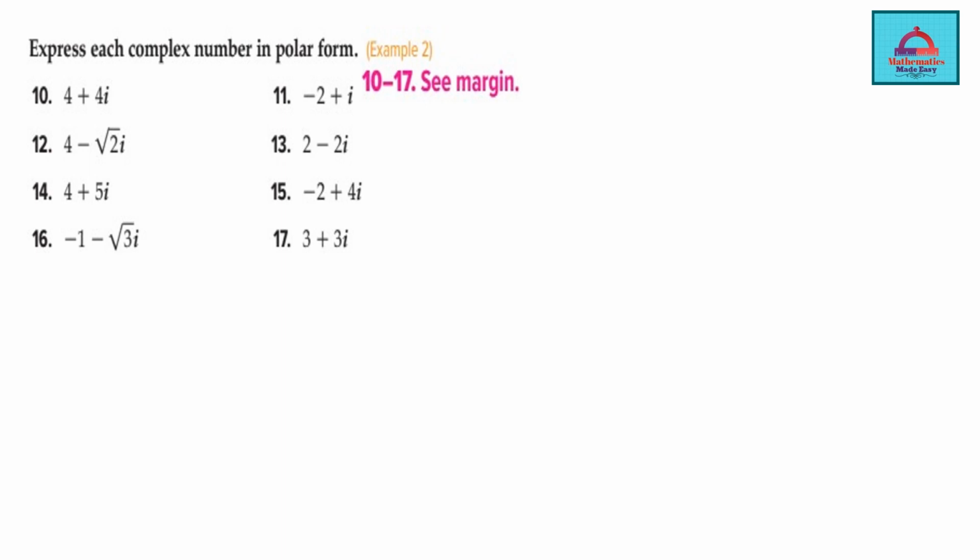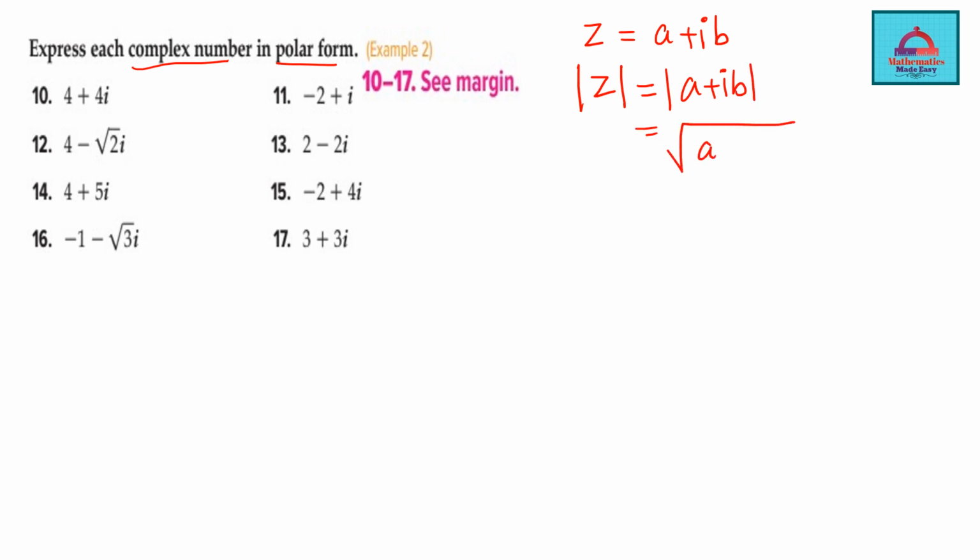Okay, let's now solve the last question of polar coordinates. Here you have to express each complex number in polar form. So now let me give you the concept. First of all, if the complex number is z equal to a plus ib, a is the real part, b is the imaginary part. Then the magnitude or the modulus is given by the absolute value of a plus ib, which is equal to the square root of a square plus b square. So this formula will help you to get the magnitude of the complex number.